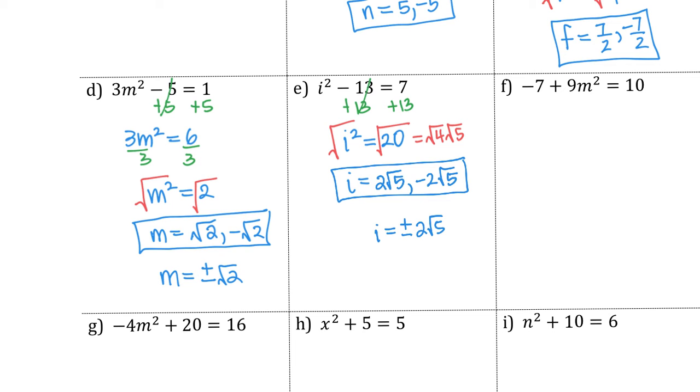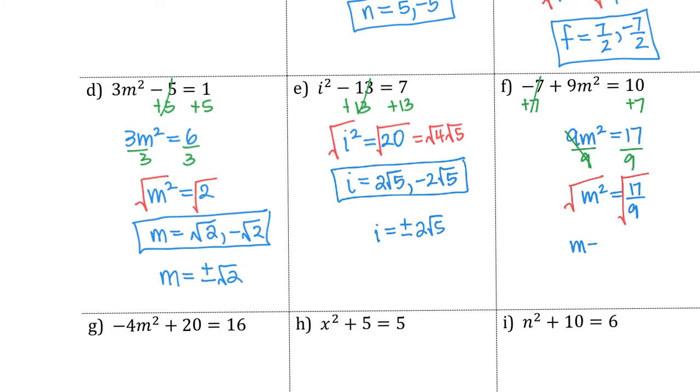Okay, let's look at F. Negative 7 plus 9m squared equals 10. So it's a negative 7, so I'll add this 7 to the other side. Divide by 9. Okay, I have m squared equals 17 over 9. So to cancel the squared, I will square root it. Square root the left, I have to square root the right.